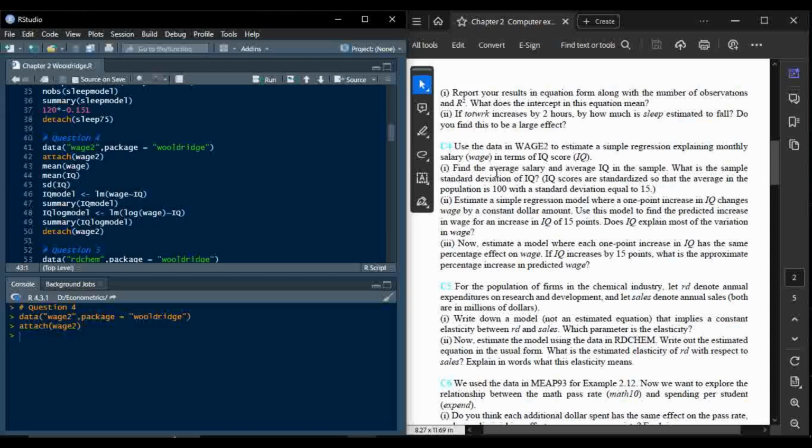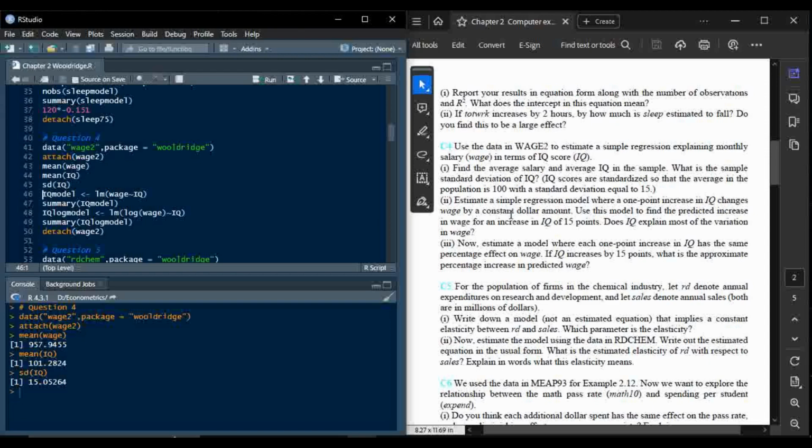Now let's see what the first question is. Find the average salary and average IQ in the sample. What is the sample standard deviation of IQ? For this, we can simply pass the commands mean wage, mean IQ, and sd IQ. So the average salary is about $957.95. Average IQ is about 101.28, and the sample standard deviation of IQ is about 15.05, which is pretty close to the population value of 15.